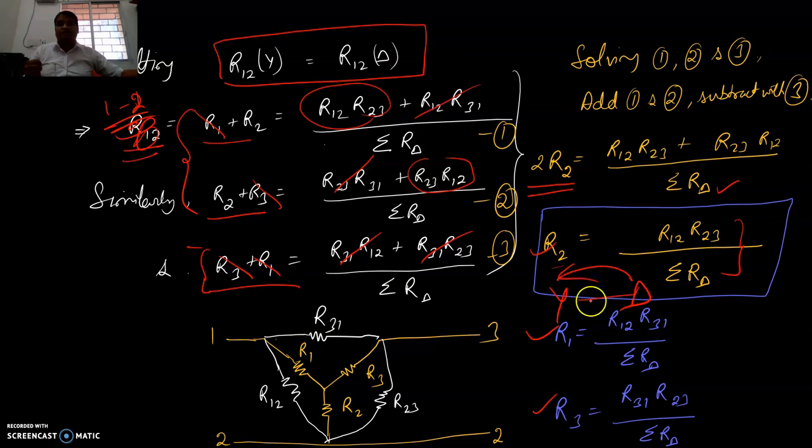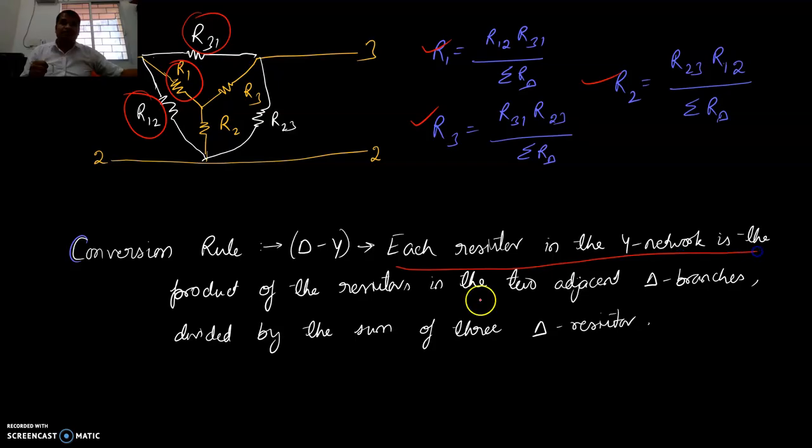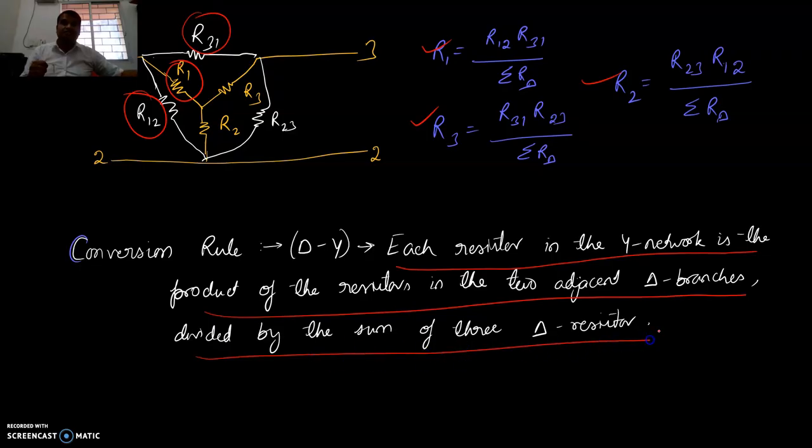So if delta is known, you can find its star equivalent. The other way is that you can write R1 as the multiplication of R31 with R12 divided by the sum of all the resistors. So each resistor in the star network is the product of the resistors in the two adjacent delta branches divided by the sum of the three delta resistors. Right? So this is the equation. It is the conversion rule: if you want to find R1, multiply R31 and R12 and divide by the sum of all the resistors.